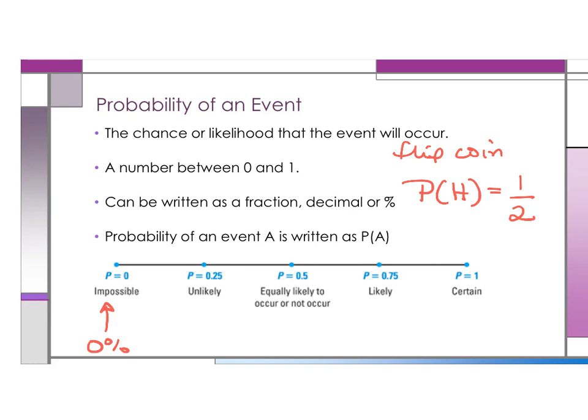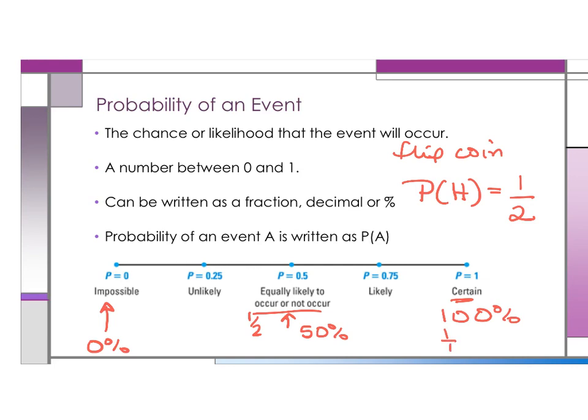However, when my probability equals 1, or if you see it as 100%, then you know that's for certain. It's going to happen. And then here in the middle, 0.5 as the decimal. We can also write it as the percent. I could also write it as a fraction. This would be equally likely to either occur or not occur.